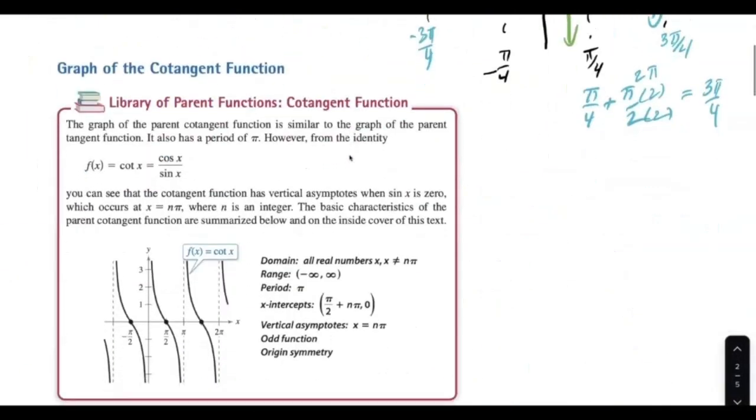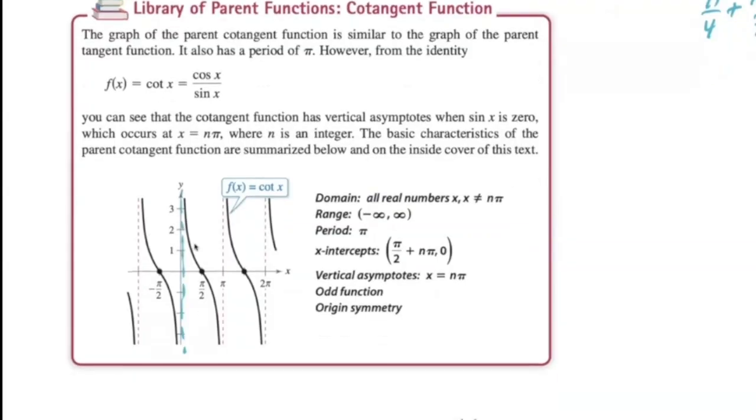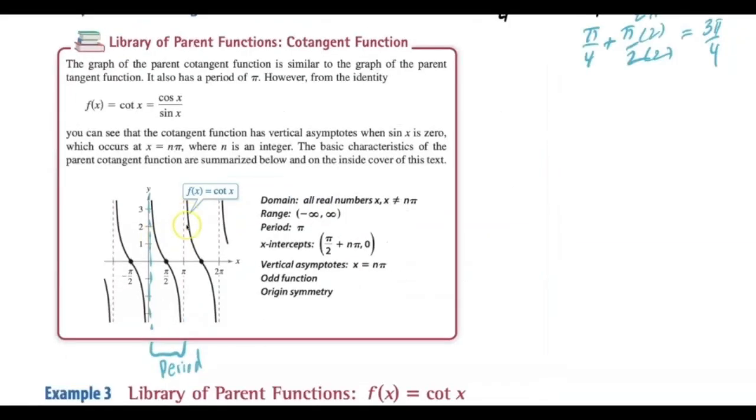Next up, cotangent. So a couple things about cotangent. It looks very similar to a tangent graph, but it starts on the side. The asymptote starts down the middle. So you start with your asymptote, which means your period already tells you your first asymptote. So the period gives you the first vertical asymptote; you start on the side.